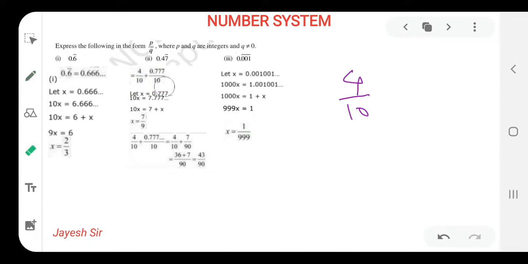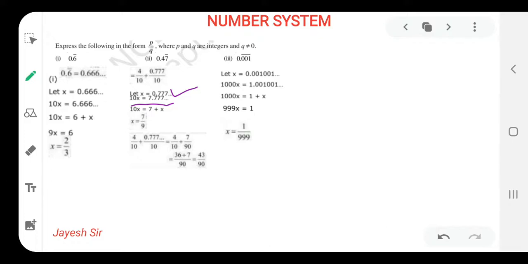Now the next step. Same procedure, we will assume the terms that are repeating themselves as x. That means here we have done that this is x. Now we have multiplied by 10, because only one number, 7, keeps on repeating itself again and again, so we will multiply it by 10 on both the sides. Multiplying 10 on both the sides, we obtain 10x equals 7.777.